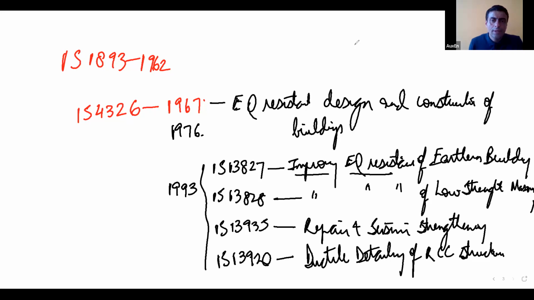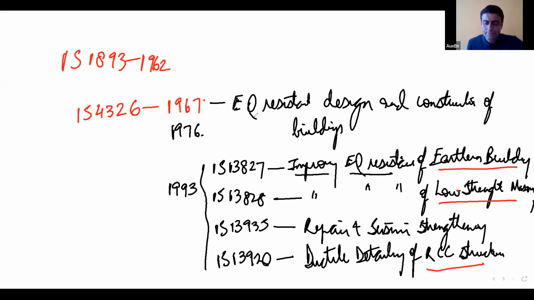So if you notice, India was perhaps the only country in the world which had a code on non-engineered buildings and which also had a code on low-strength masonry buildings and which had a code on RCC structures. So it had multiple codes for different types of structures and how to improve their earthquake resistance. So India at that time was perhaps the only country which had all these different options of codes for different kinds of structures. But you will notice one thing is still missing over here.